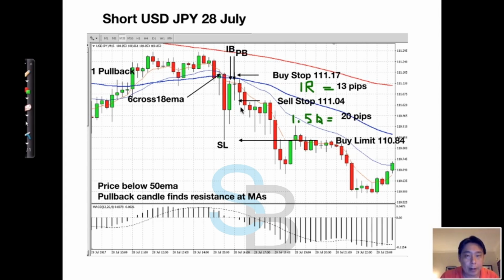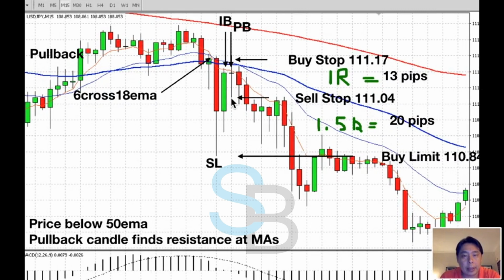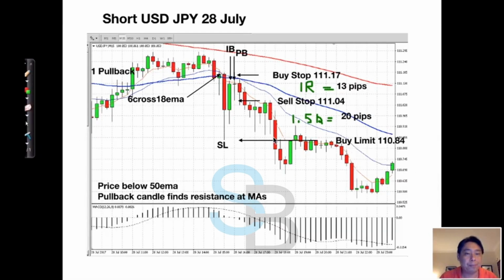Okay, great. So what happened? The next candle went below that level and triggered the sell order. 1, 2, 3, 4, 5, 6, 7, 8 candles later, it hits our profit target. We exit with a 1.5R win.